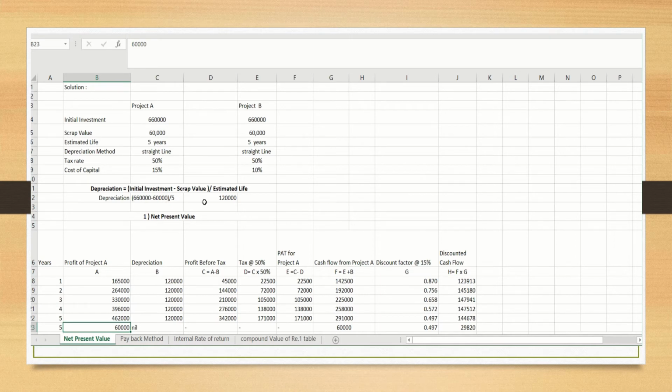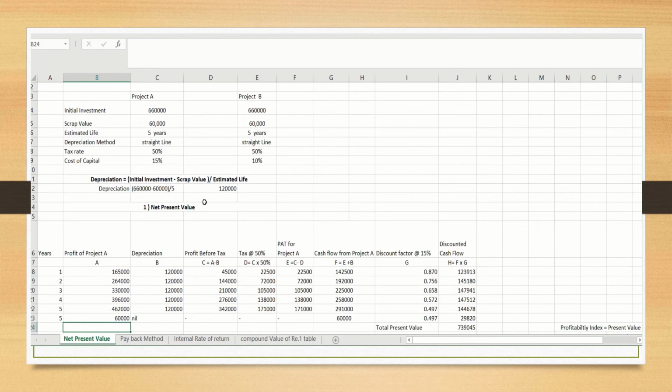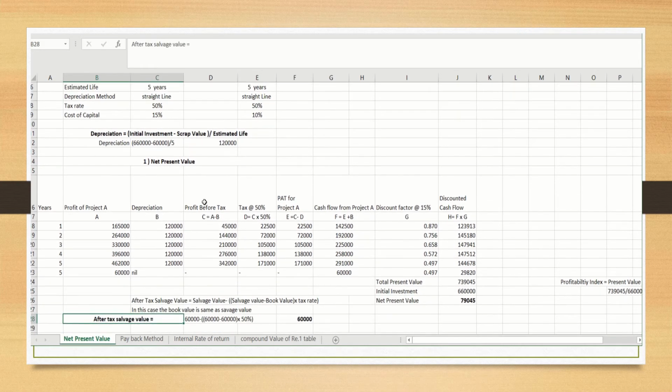Now friends, this is the method of net present value. Here, all the gains during the entire economic life of the asset are taken into account. So, the scrap value which we are going to get at the end of the project is also taken as a cash inflow. Now, if it is a cash inflow, it will be affected by tax also.